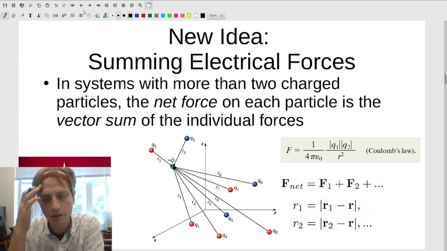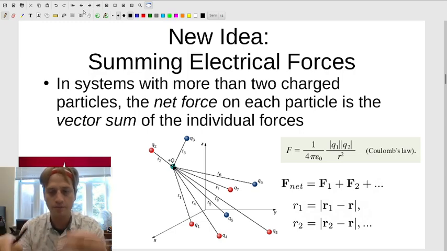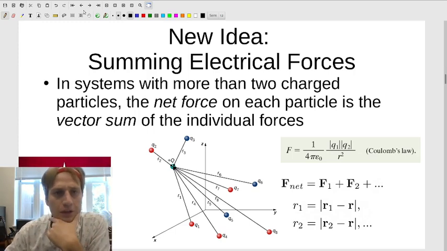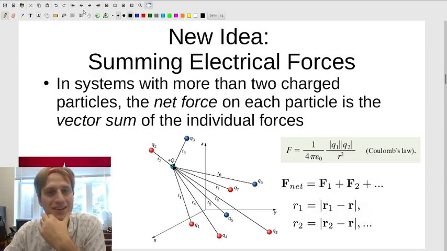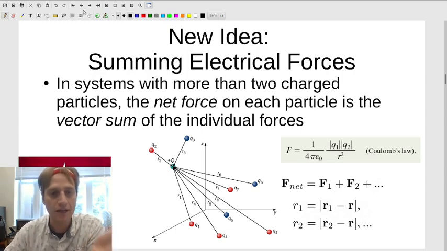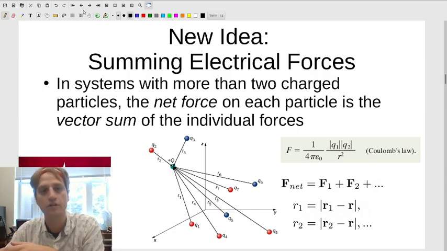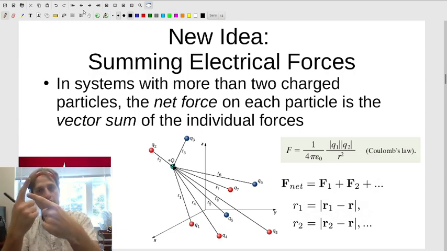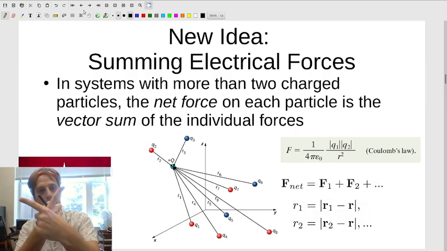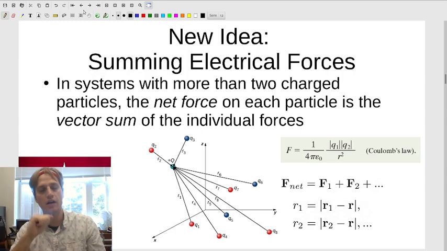Now, why is that going to be useful to us in this class? Well, it's going to be useful because we're going to be summing electrical forces. In systems with more than 2 charged particles, the net force on each particle is the vector sum of individual forces. That's not different from Physics 1. When we added forces together, we did a vector sum of all those forces. So if I have a force in this direction and a force in that direction on the same particle, I have to add those together as vectors.